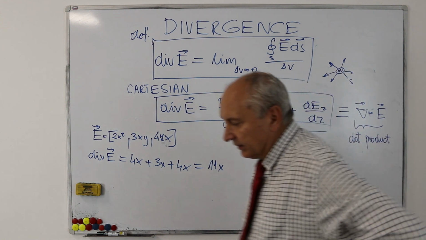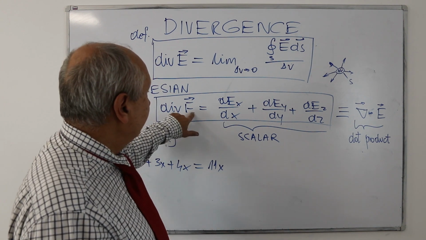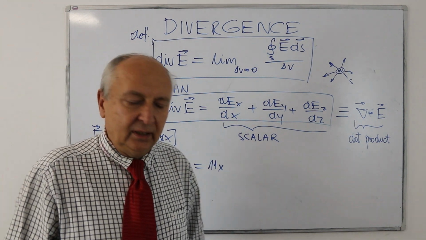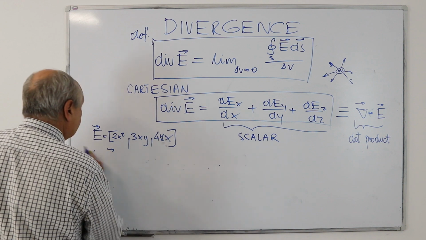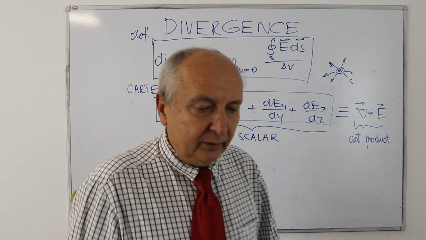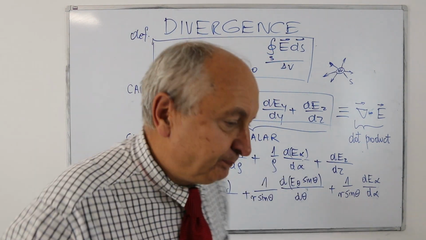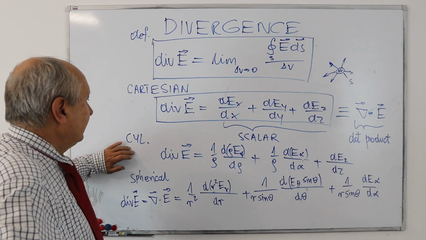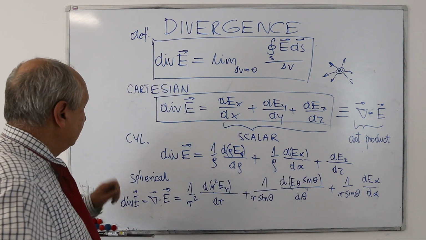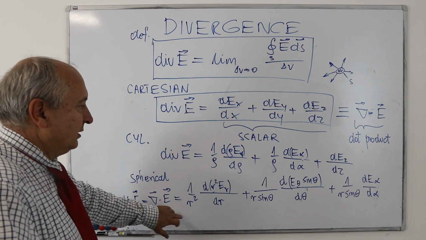This is the dot product of the nabla operator by E. We can write divergence in this way or in this way. For other coordinate systems, divergence is calculated from a different formula. In the meantime I wrote divergence in the cylindrical coordinate system, this one, and for the spherical coordinate system, and we see that it looks like this.